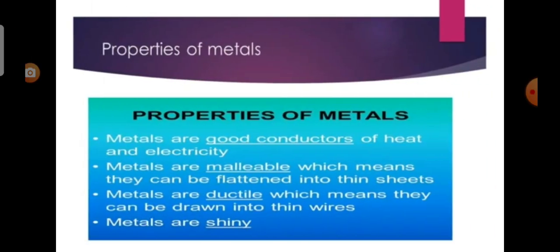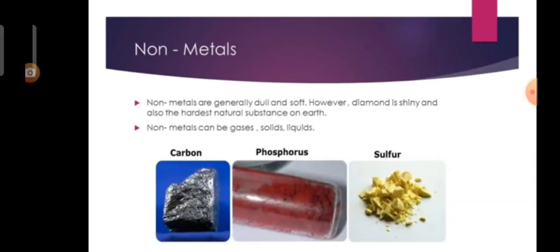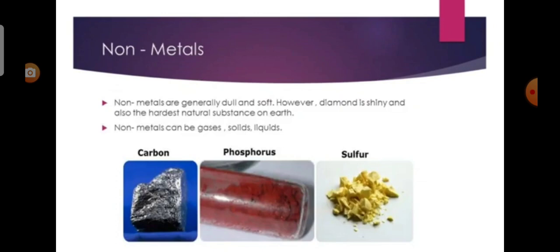Now we see about the properties of metals. Metals are malleable, that is, they can be bent or beaten into sheets. They can be drawn into wires. They are good conductors of heat and electricity. Now we see about the non-metals. Non-metals are generally dull and soft. However, diamond is shiny and also the hardest natural substance on earth. Non-metals can be gases, solids or liquids.